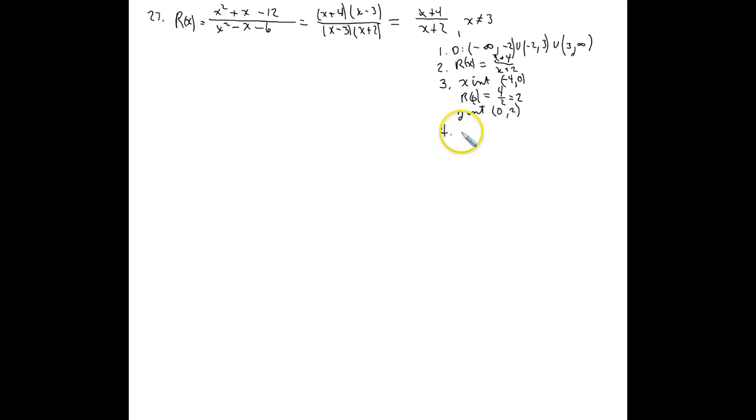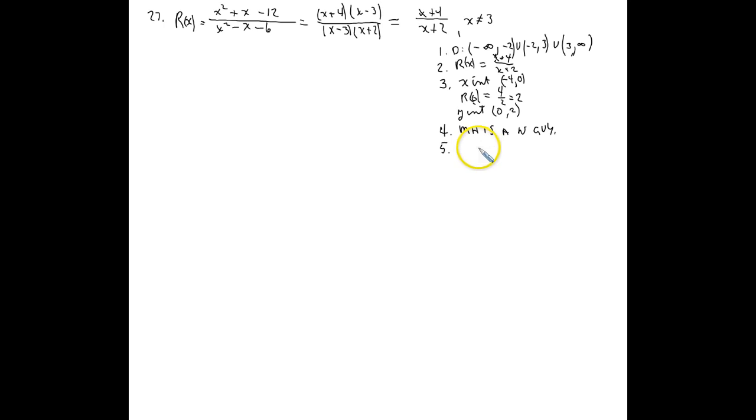So number 4 is test the symmetry. We don't have to do that, so we'll forego that for now.